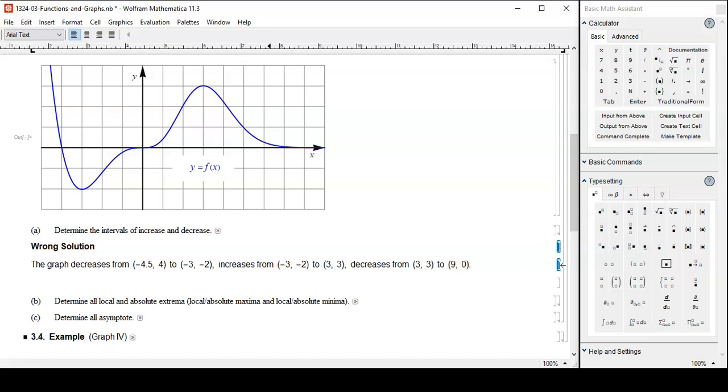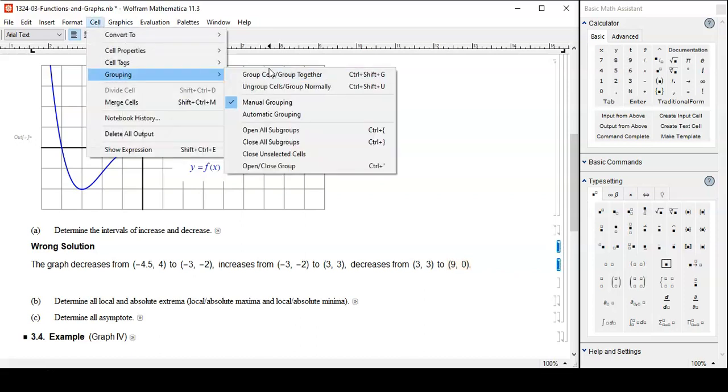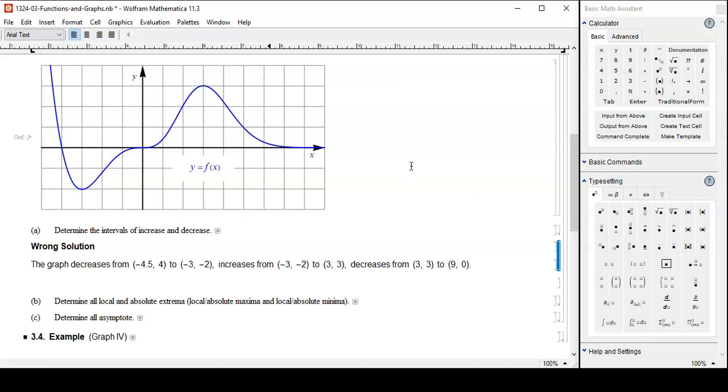This is a wrong solution. Do not use coordinates of these points. If you do it like this, you do not get any credit. Automatic 0 credit.